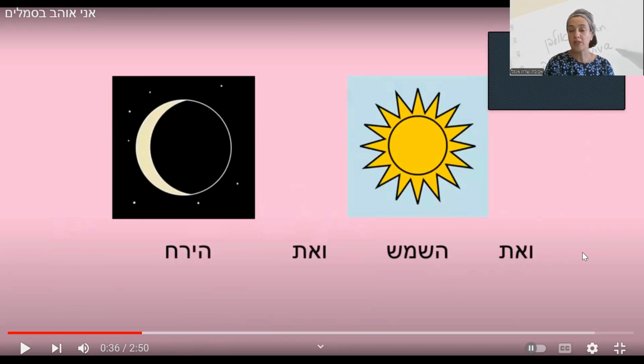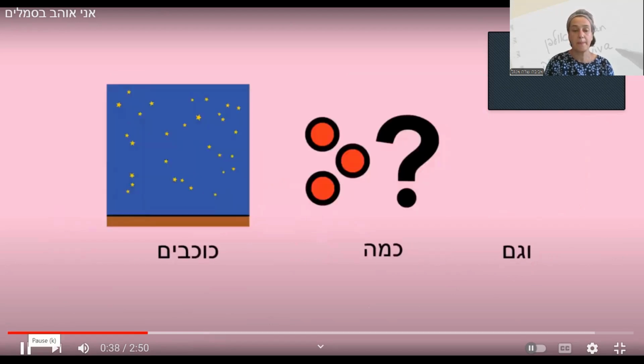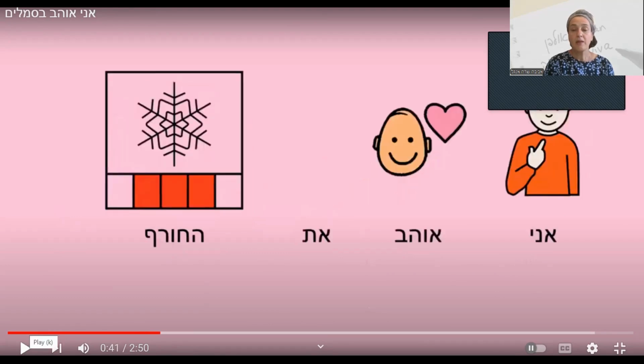Okay, the verb is ohev. It's implied because it's part of the song. And this time it's et hashemesh et hayarech because it's specific, the sun and the moon. The next sentence is going to be listing all the four seasons, and they're specific. So you have the sentence Ani ohev et hachoref ve'et hakaitz, which you'll see in a minute.